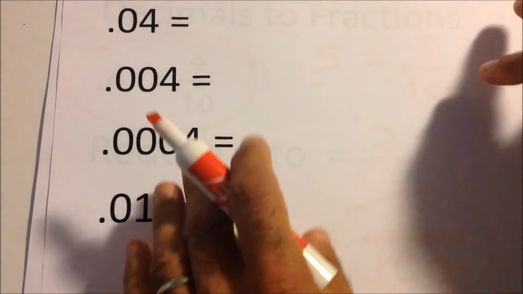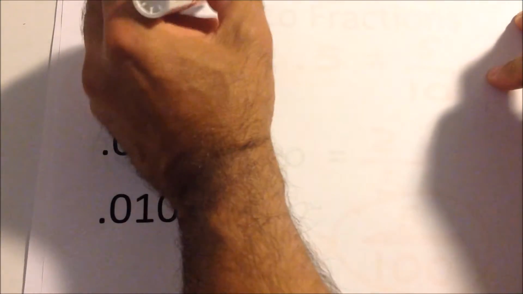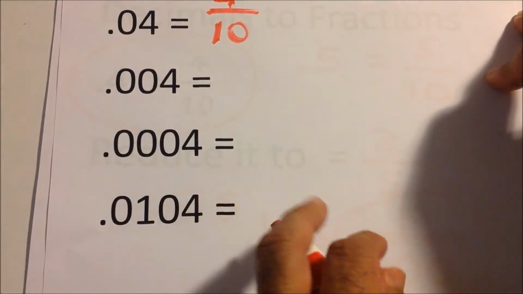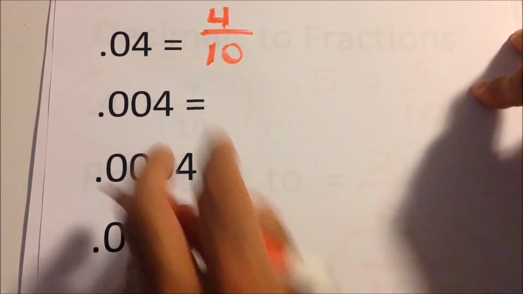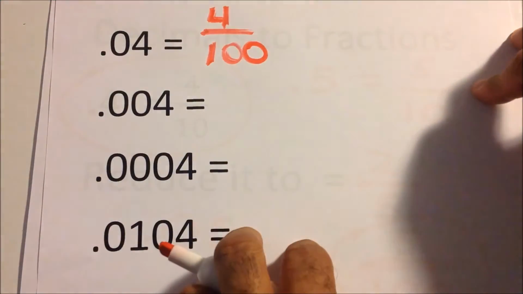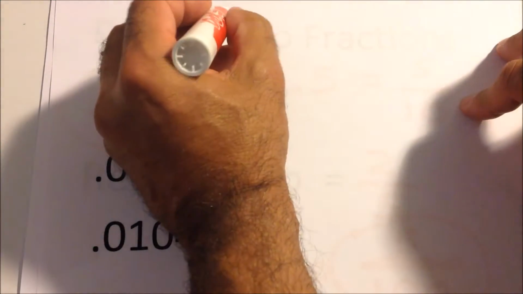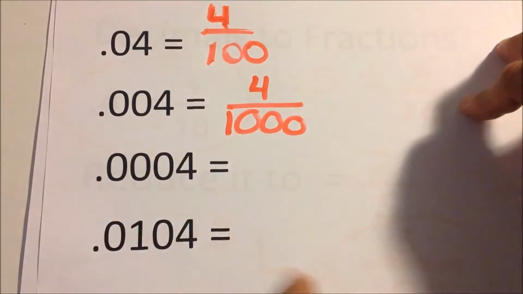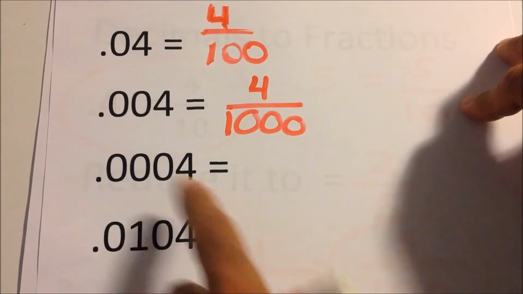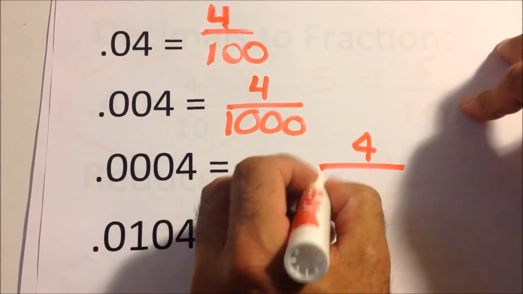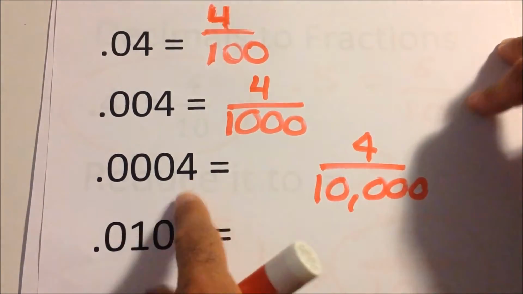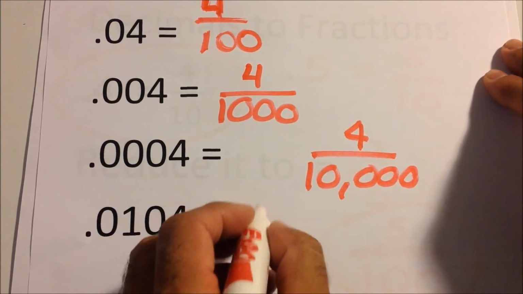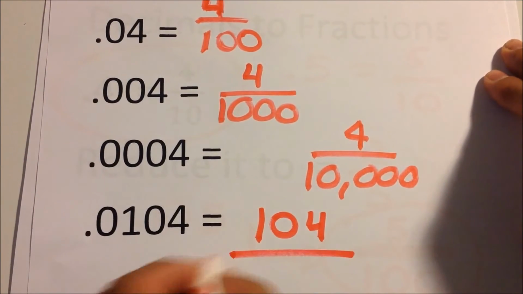Alright, so let's look. We have 0.04, which is 4/10. Or is it 4/100ths? What do you think? Bring it down. It's in the hundredth, so it's 4/100th. Right? Always double check your work. 4/100ths. This is 4/1000th. In the 1000th place. This is 4/10,000th. It's in the 10,000th place. And this one's tricky. It's 104/10,000th.